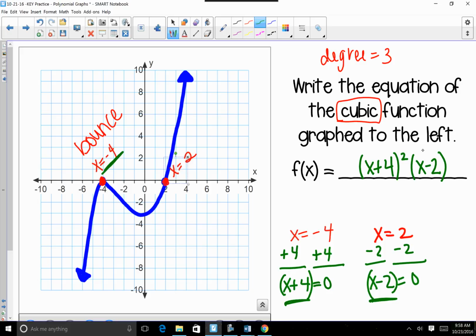So I don't need to, if it was a negative leading coefficient, I would need to put a negative out here in the front. But because this is a positive leading coefficient, this is what I'm looking for right here. So that would be the equation of the cubic function that's graphed right there on the left side.